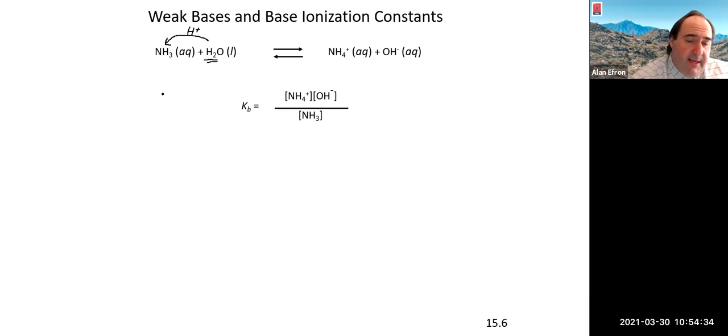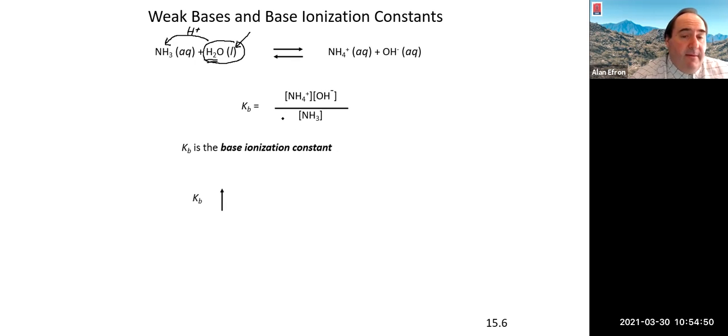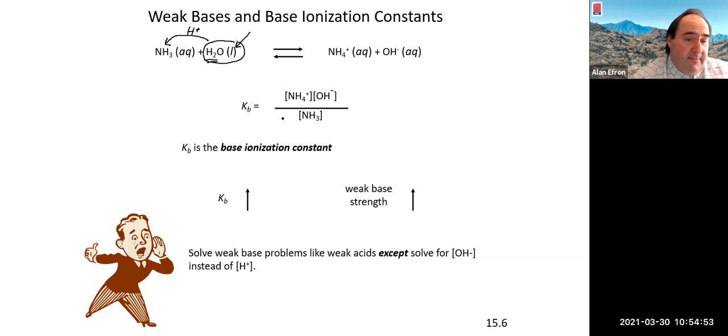Doing our Kb, again, products over reactants. The water does not get included because it is a liquid. This gives us our NH4 plus times our OH minus divided by our NH3. This is what is referred to as, surprisingly, a Kb, B being base. So this is a weak base equilibrium constant, again, because it is dealing with the base here.